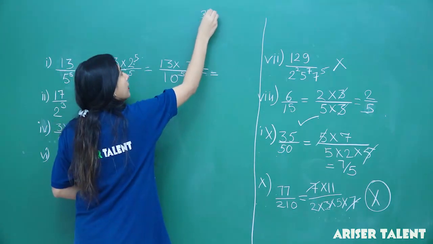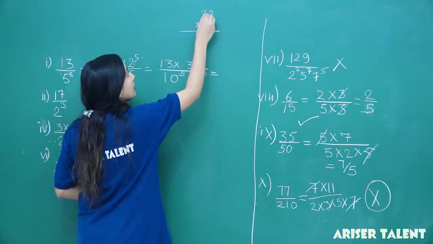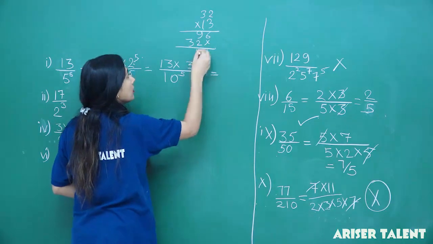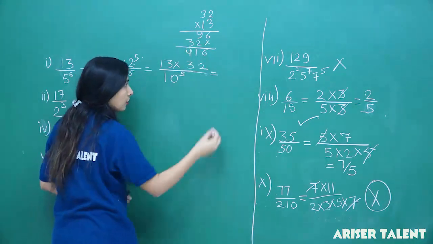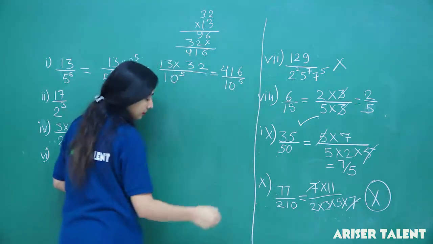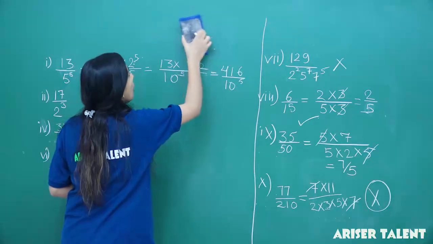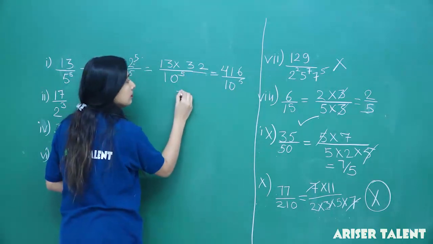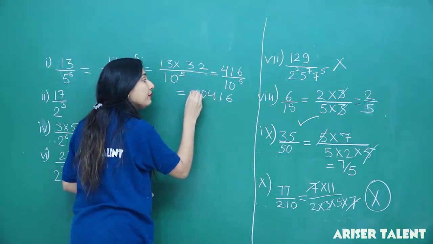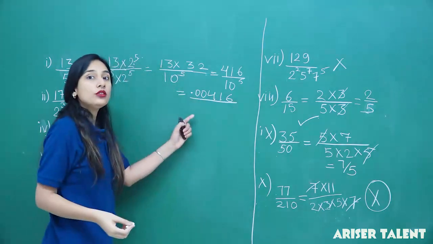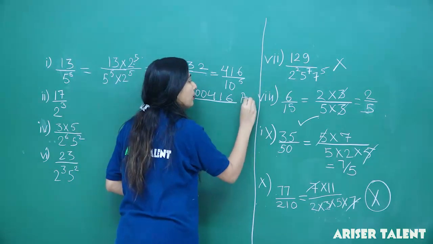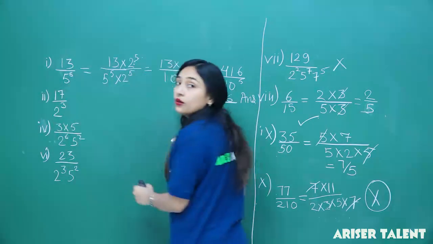(13) and 32 will have 6, 9 and 32. It will give you 11, 4. So it will give you 416 multiplied by 10 raised to power 5. So how will you write it? 4, 1, 6, 1, 2, 3, 4 and 5. So your answer will be 0.00416. Okay, this will be your answer of first expression.